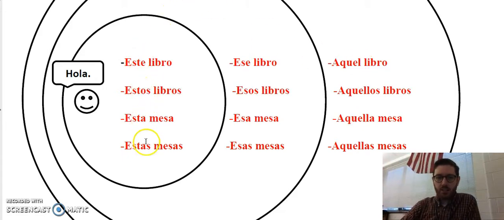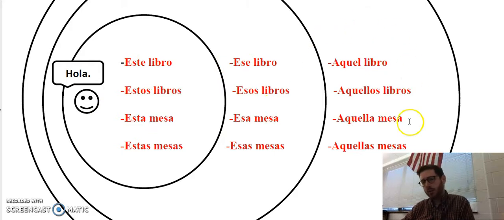So este, estos, esta, estas for close. Ese, esos, esa, esas for the middle distance. And aquel, aquellos, aquella, aquellas for the farthest distance. Now again, there's no rhyme or reason, no obvious point at which something changes to another thing. It's not like, for example, this is all 5 feet, this is 10 feet, but if something's 25 feet away, then it's definitely this. It's just a matter of perspective.